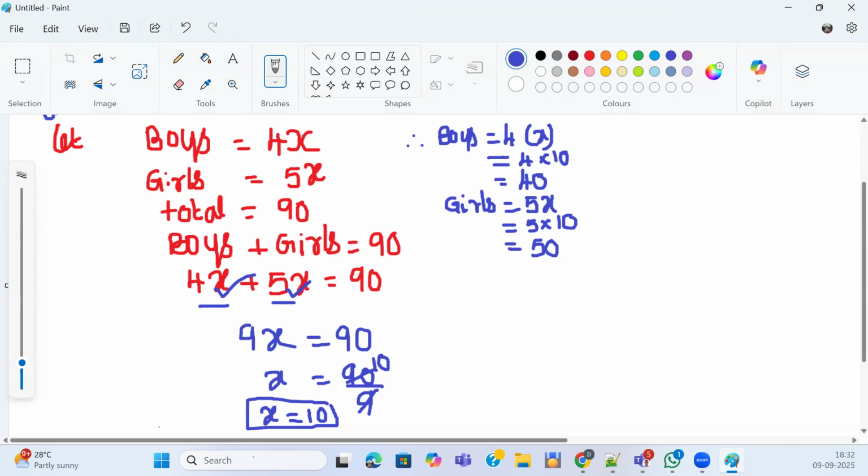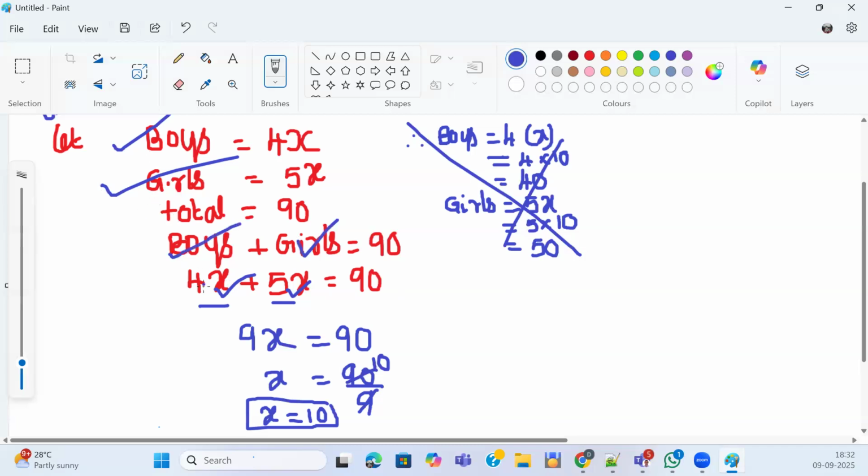How many boys are there? 4x. How many girls are there? 5x. Total means what I need to do? Wait, don't come to the 90. Total means what to do? Boys plus girls, right? Yes or no? Boys plus girls is equal to 90.